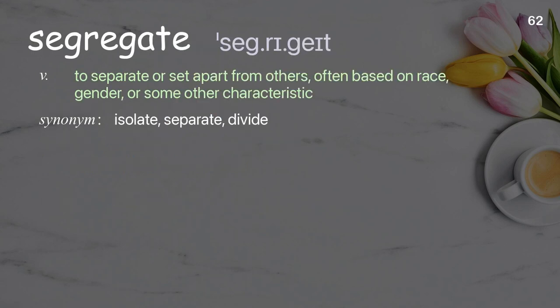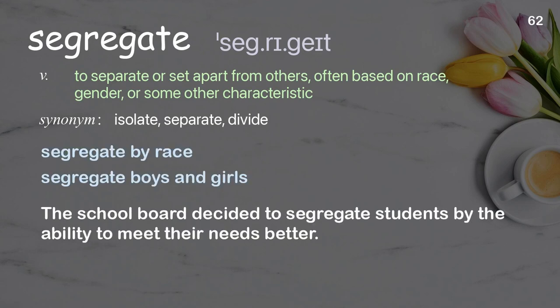Segregate. To separate or set apart from others, often based on race, gender, or some other characteristic. Examples. Segregate by race. Segregate boys and girls. The school board decided to segregate students by the ability to meet their needs better.